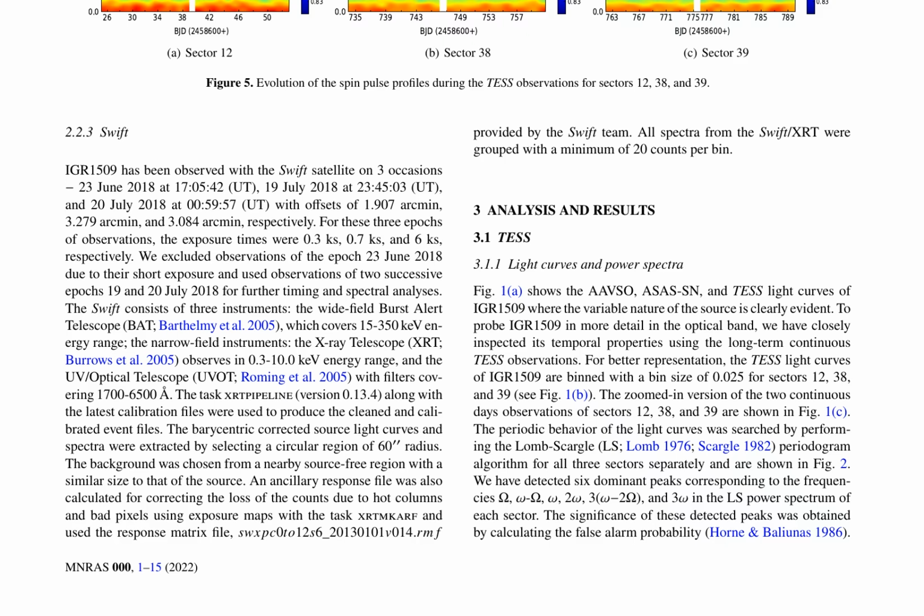The timing and spectral analyses of IGR 1509 using data from TESS, Suzaku, and Swift telescopes highlight the detection of multiple frequencies in the power spectra and their significance. The evolution of the spin pulse profiles observed during the TESS observations provides valuable insights into the system's behavior. The results of this study contribute to a deeper understanding of neutron star systems and their complex variability.